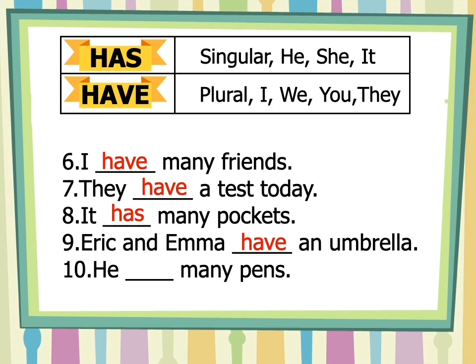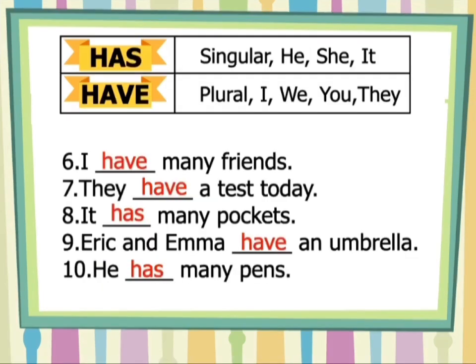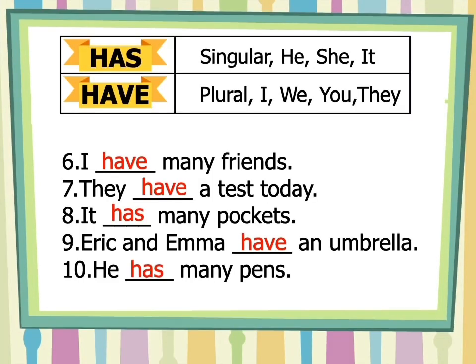Last is, he dash many pens. In this sentence we can see the word, he. So with, he, we will use, has. He has many pens. Now I hope you all have understood when to use has and when to use have in a sentence. Don't forget to revise the rules of has and have.